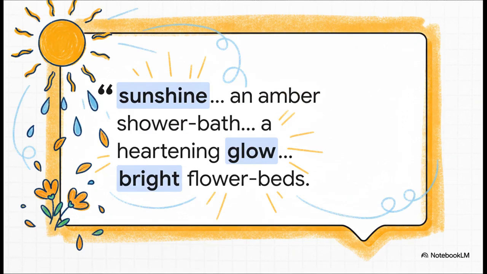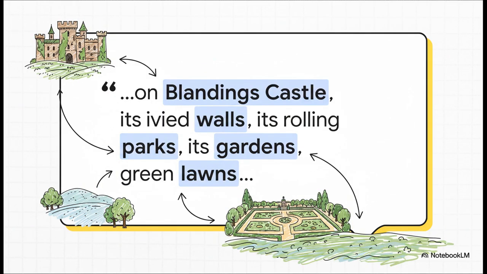So, did you spot the first one? It's a really strong similarity chain all about light. We've got sunshine, amber shower bath, lighting up, and glow. All of these words are working together to paint this vivid, really consistent picture of a bright, sunny morning. What's next?